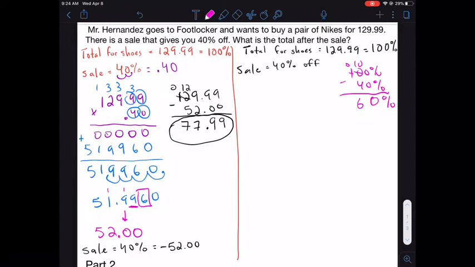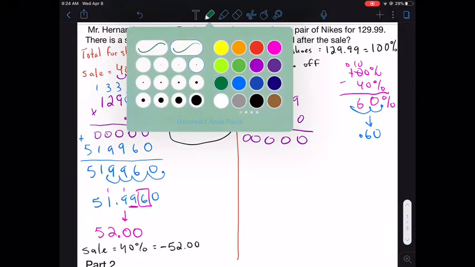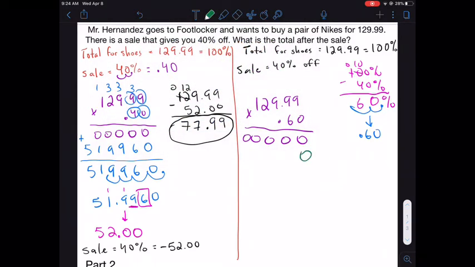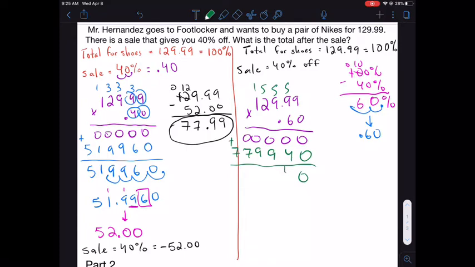So what you do is you change the percent to decimal. So move it 2 times to the left. 1, 2. This is 0.60. And now you multiply. 129.99 times 0.60. Anything times 0 is 0. So 0, 0, 0, 0, 0. You add a 0 and start with 9 times 6. 54. 59. 59. 12, 17, 7, 0.